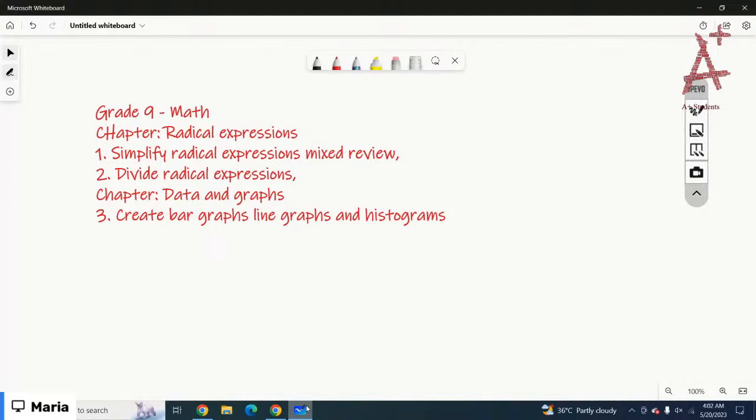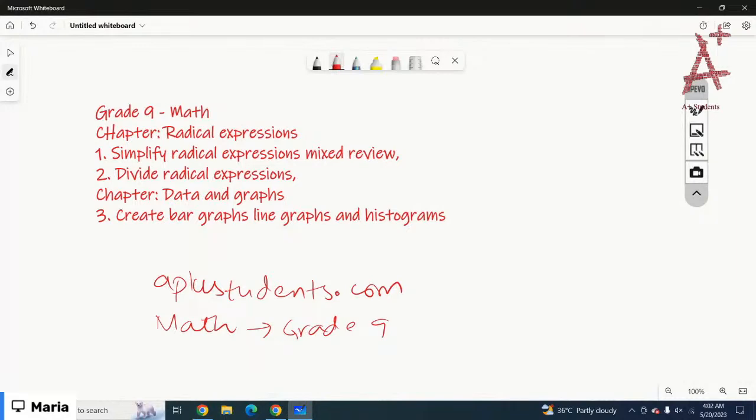We are here for grade 9 maths. You can find all the lessons on aplusstudents.com. You have to log in there using your email address and the password provided by the administrator. Then you have to select math from the subject tab. Scroll down to grade 9 and then click on view all lessons.